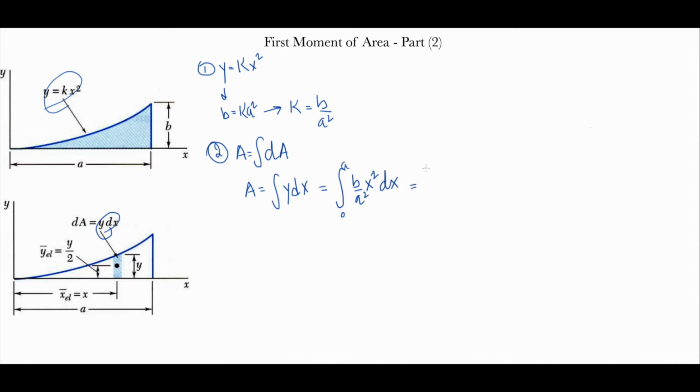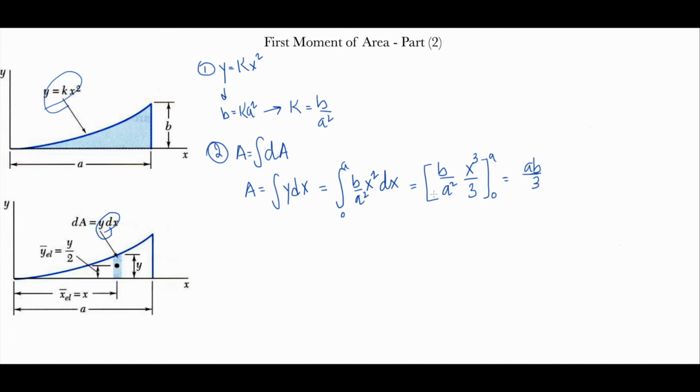And then if you do this, the area equals b over a squared multiplied by x cubed over 3, with the interval from 0 to a. Now we replace x with a, and then with 0, and subtract them, a then 0, and this will eventually give me ab over 3. Now we found the area, which is ab over 3 for the whole curve.